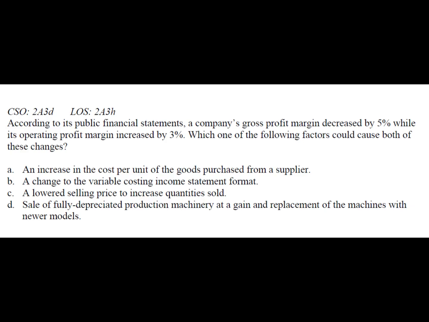Key takeaway, a price reduction can lower the gross profit margin, but if it stimulates enough additional sales volume and improves operating efficiency, the operating profit margin may still increase, making choice C the best explanation.